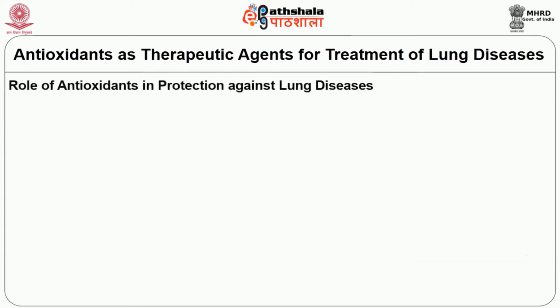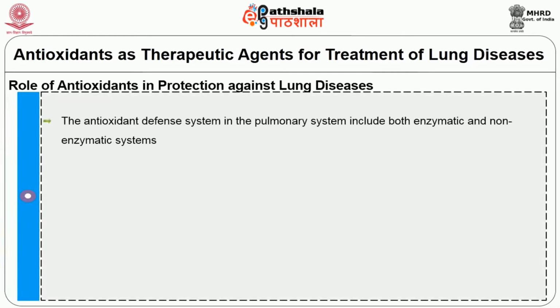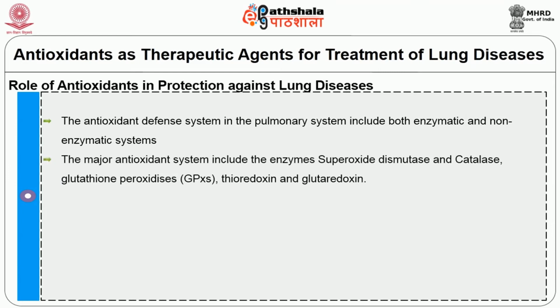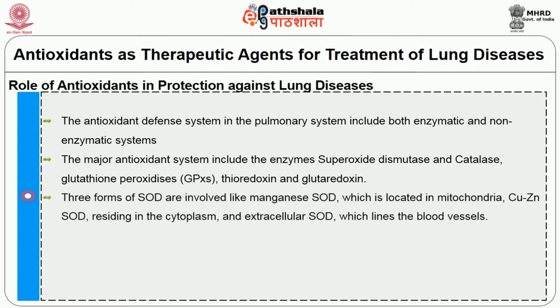Now, how do the antioxidants protect against lung diseases? The antioxidant defense system in the pulmonary system includes both enzymatic and non-enzymatic systems. The major antioxidant system includes the enzymes superoxide dismutase, catalase, glutathione peroxidase, thioredoxin, and glutaredoxin. Three forms of superoxide dismutase are involved: manganese superoxide dismutase, which is located in mitochondria, copper zinc superoxide dismutase residing in the cytoplasm, and extracellular superoxide dismutase, which lines the blood vessels.